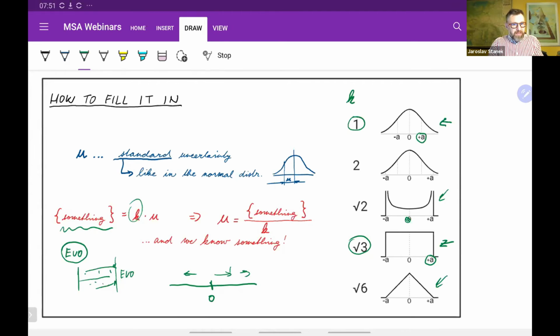All right, to make it easier, Martin will now show you how this is done in Yarvin, where you can actually pick the distribution by a shape. You don't need to think about the k constant. Martin, please go ahead.